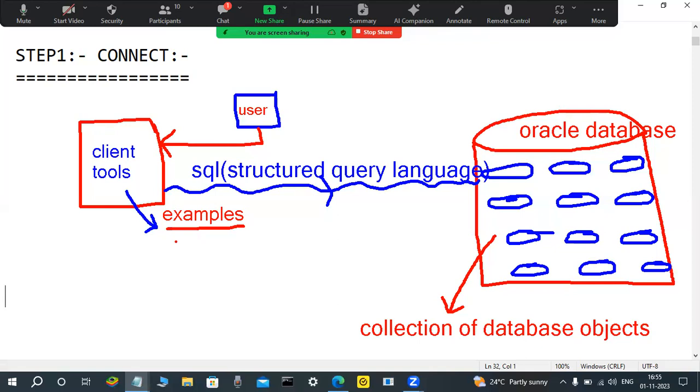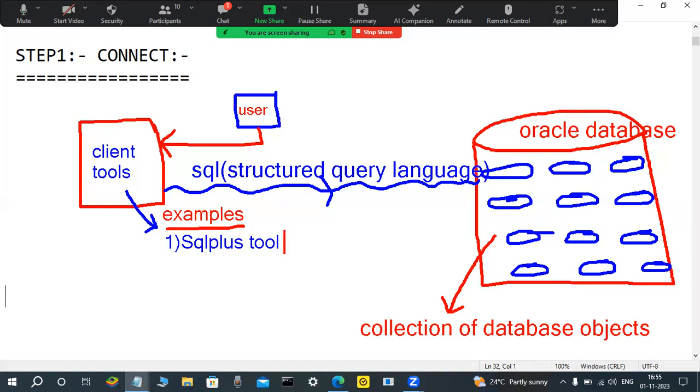Observe here, I am telling from a non-technical person's point of view. Whenever I'm installing Oracle software, automatically one client tool comes with that software. What is that? The SQL Plus tool. This is the SQL*Plus client tool. This tool is a default tool. We are not required to install this tool.